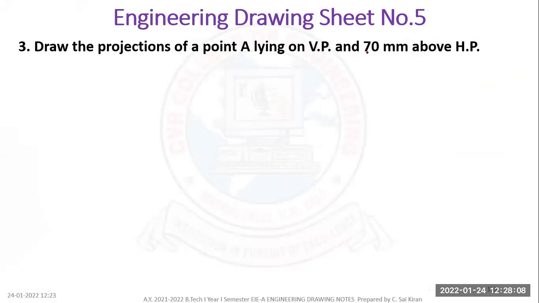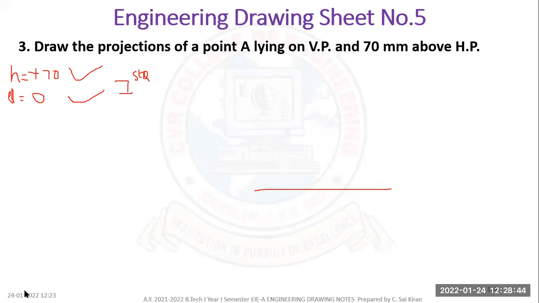Next is the projection. A point lying on VP and 70 mm above HP. What is the H value, positive or negative? D is 0 because it is lying on VP. H is positive 70. Which quadrant? H is positive, D is positive, so it is the first quadrant.